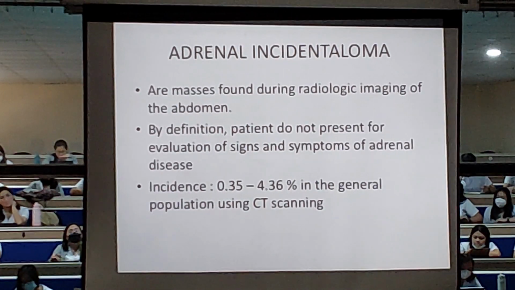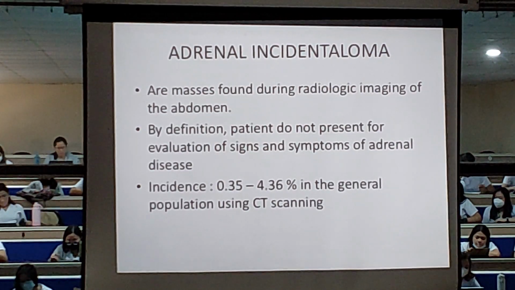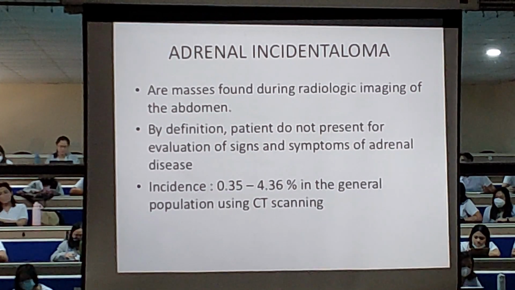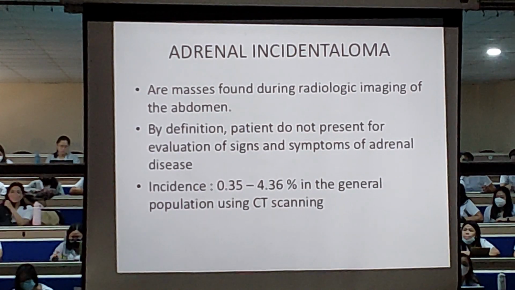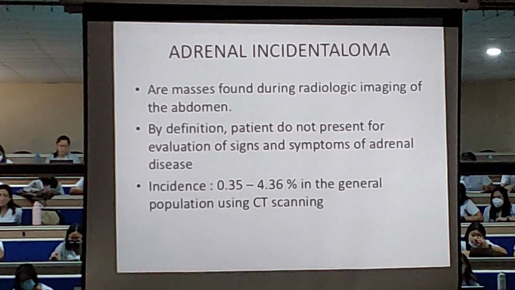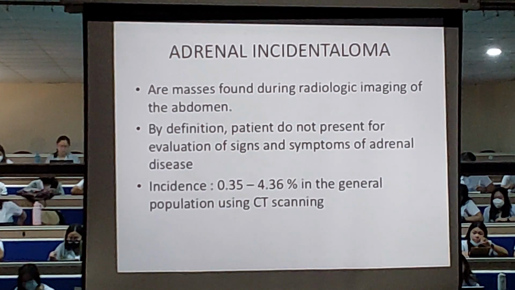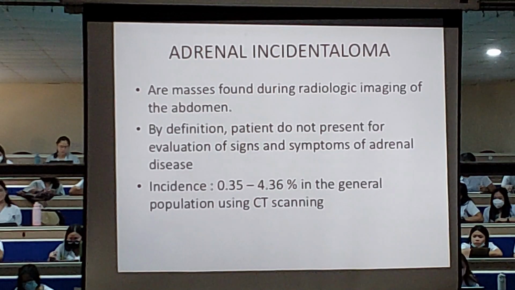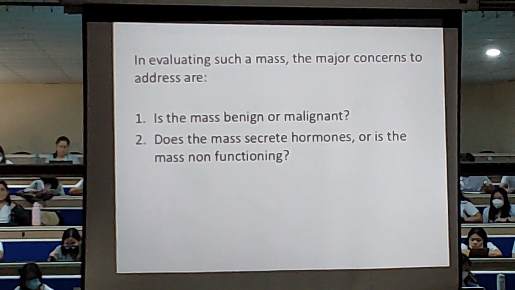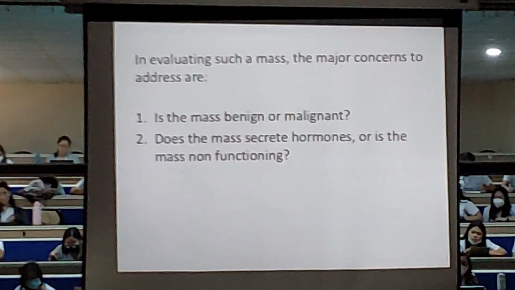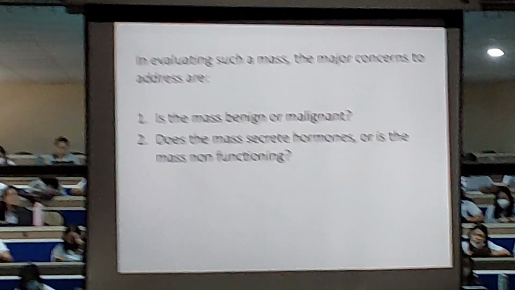Adrenal incidentalomas are masses found during radiologic imaging of the abdomen, and by definition, patients do not present for evaluation of signs and symptoms of adrenal disease. They are only discovered through imaging for other reasons. The incidence is 0.35 to 4.36% in the general population using CT scan. In the evaluation of such a mass, the major concern is whether the mass is benign or malignant, whether it secretes hormones, or whether it is non-functional.